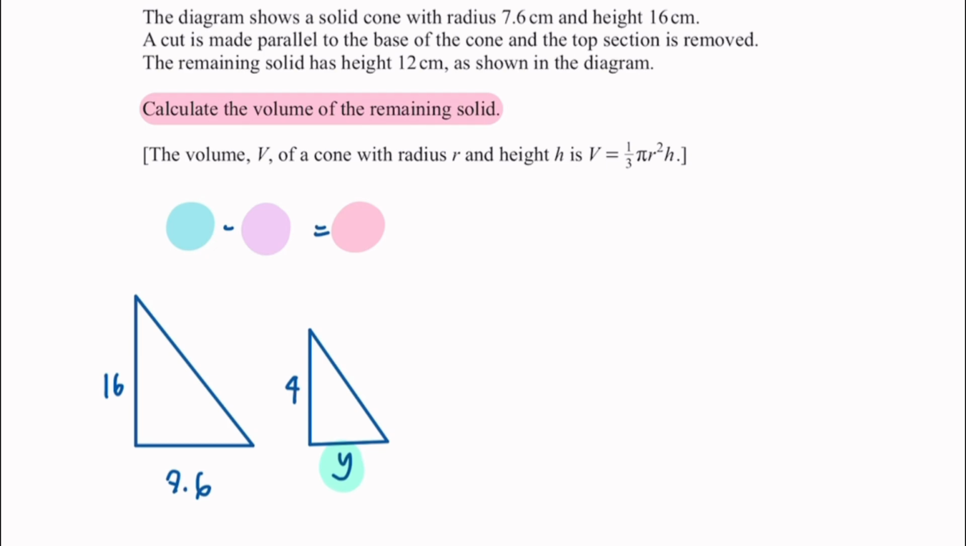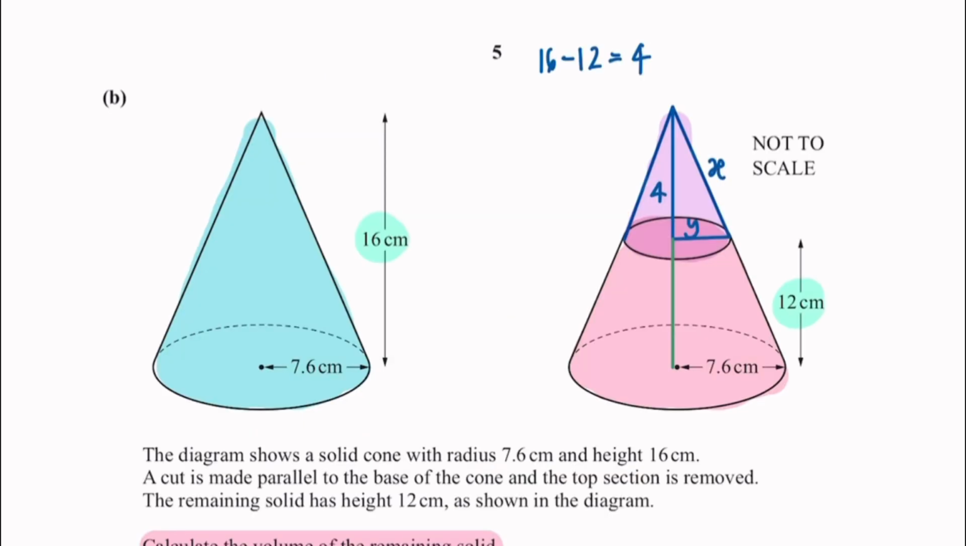First, 4 over 16 equals y over 7.6. So y is equal to 1.9. This is 1.9.